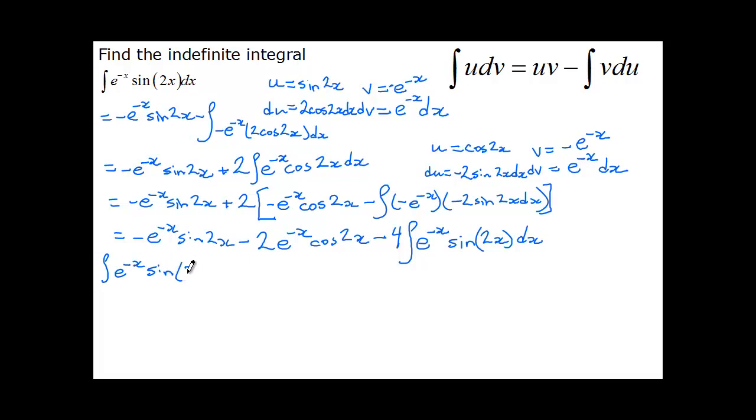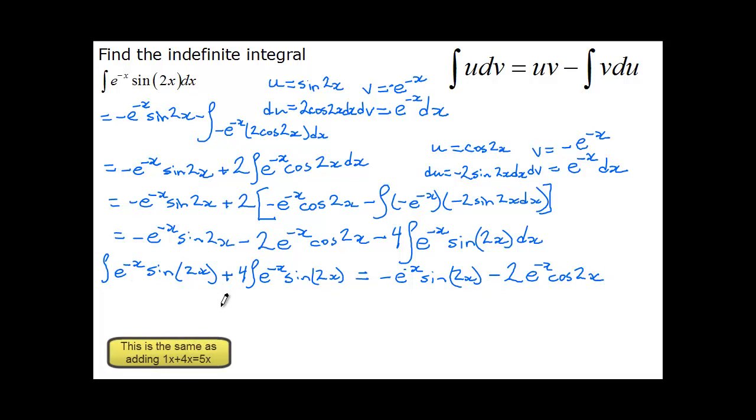Here's the left-hand side. We just usually don't write it the whole time. And we're going to take this term and move it to the left. Here it's minus 4, so over here it's going to be plus 4 times the integral of e to the minus x sine of 2x. And the right hand side then, minus e to the minus x sine of 2x minus 2e to the minus x cosine of 2x.